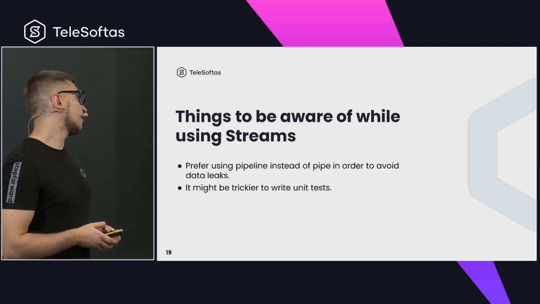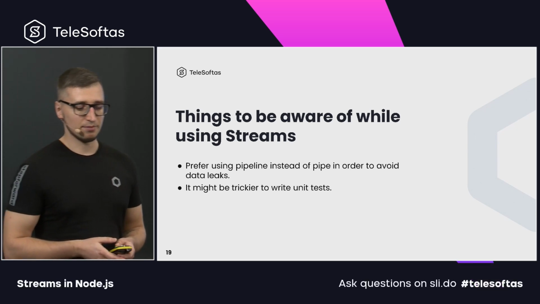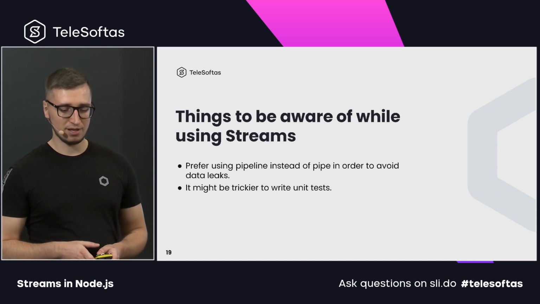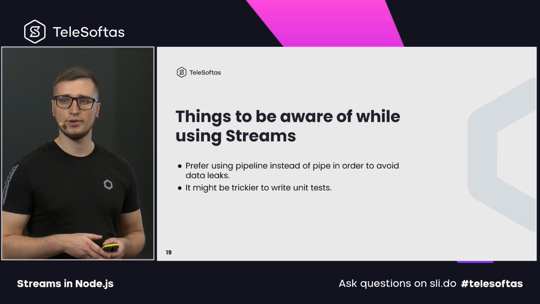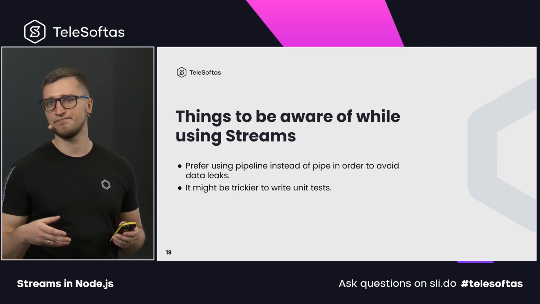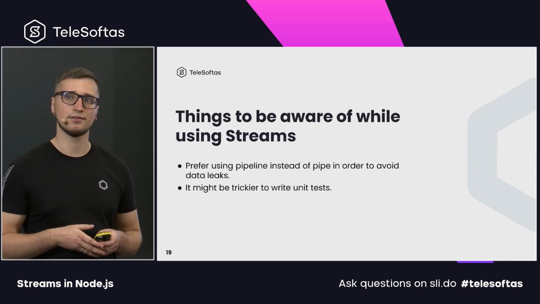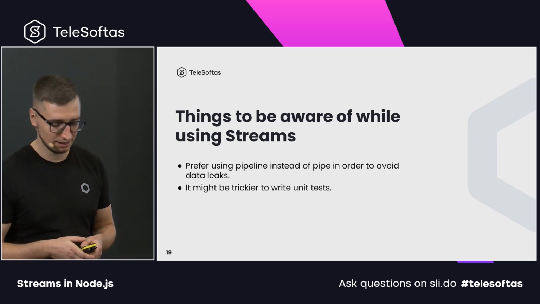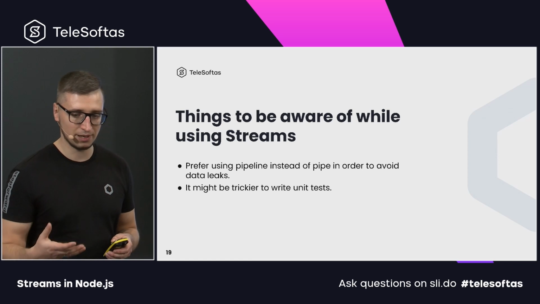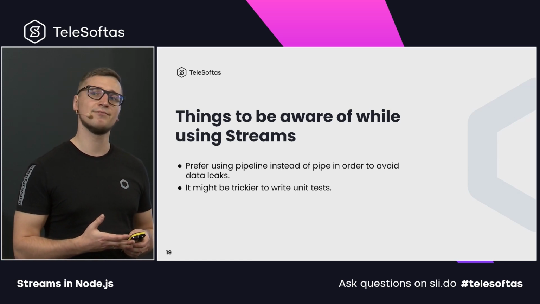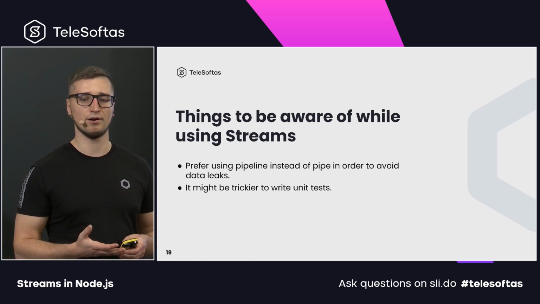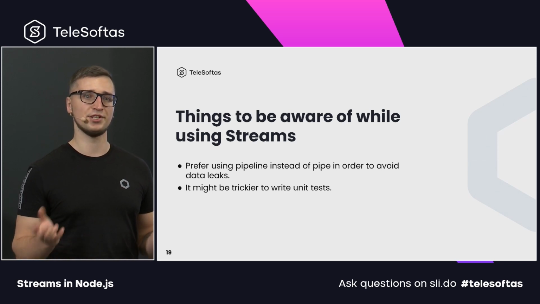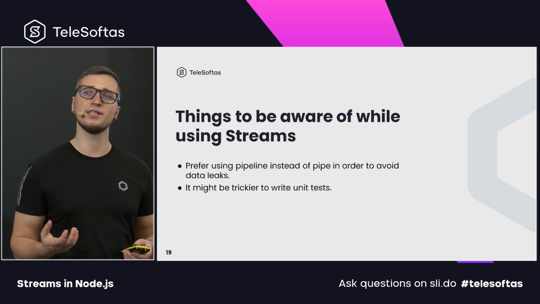Moreover, it might be quite tricky to write unit tests for streams. In some cases it can be tricky, but in some cases it can be beneficial. For example, if we are dealing with pipeline, it could be useful to mock the pipeline utility itself in order to check whether all the streams which are being passed to the utility are of the shape which we're willing to receive.